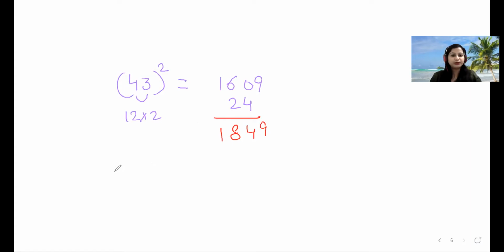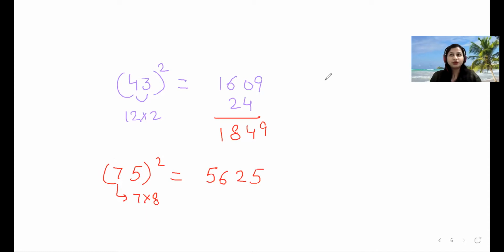And the number would be 75 square. Okay, let's solve this one. The unit place is 5 this time. Make sure 25 would be fixed, and 7 you are going to multiply with the next number to it. That means 7 we multiply with 8. 7 times 8 would be 56. 5625 would be the answer. Okay, let's take another number.